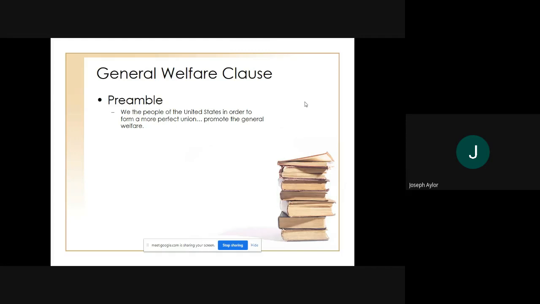So all of these show you the ambiguity, if you will, of these phrases, and how oftentimes politicians will use them to benefit their particular political agenda. But the General Welfare Clause is in the preamble of the Constitution, and also gives some power to the federal government.